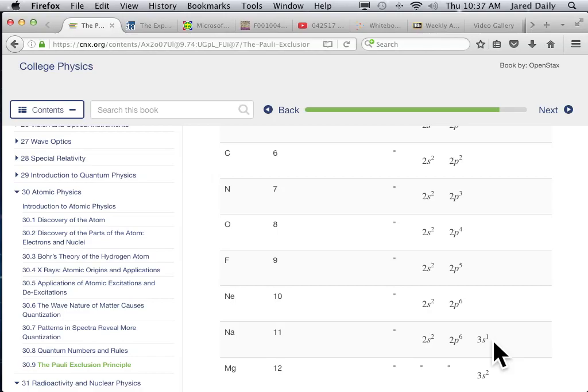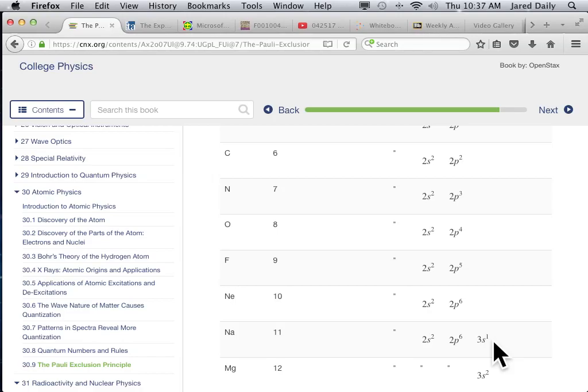But we're only just talking about ground states. So calcium, for example, where's calcium? I always forget what calcium is. Here it is. Here's calcium. Calcium is at 1s2, 2s2, 2p6, 3s2, 3p6, and 4s2, right?